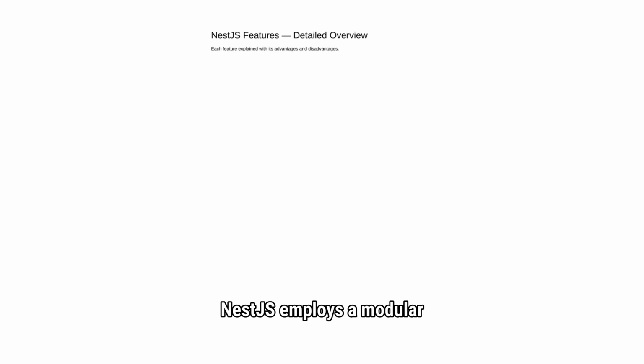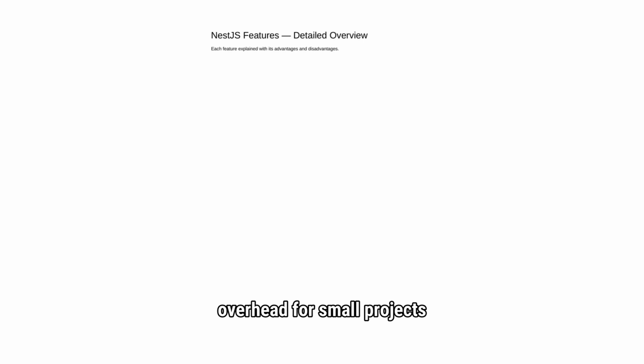Nestjs employs a modular architecture, encapsulating features into distinct modules. This design enhances code reusability, organization, and scalability, allowing easy addition or removal of modules. It also improves testability by isolating components. However, it may introduce overhead for small projects and requires a learning curve to structure effectively.